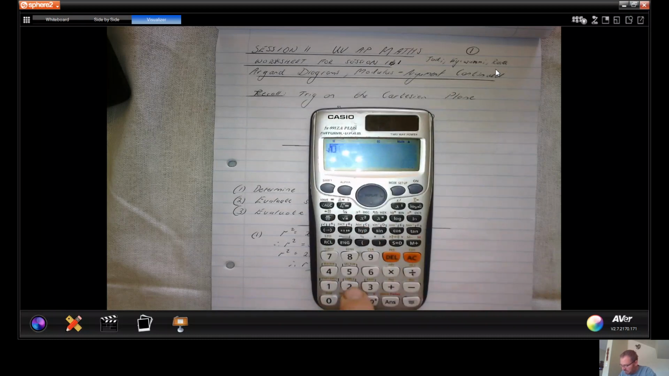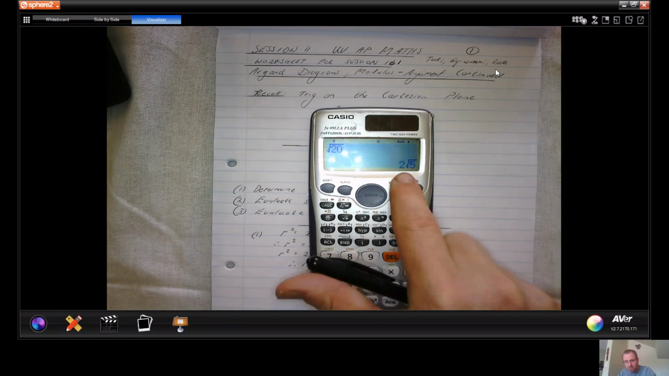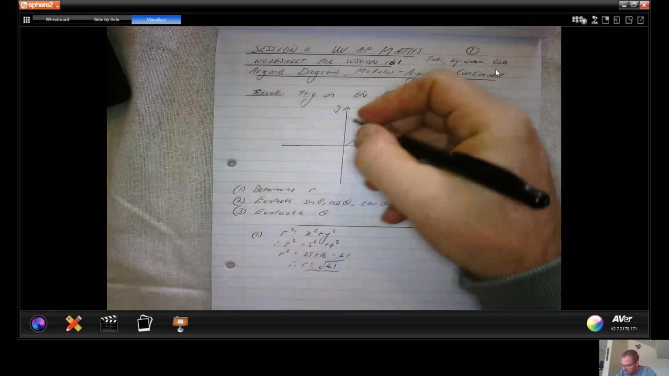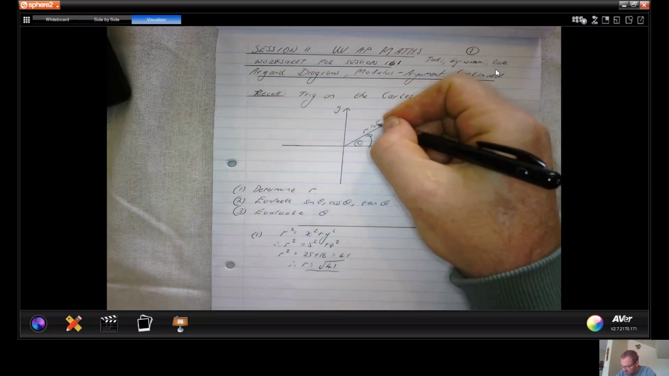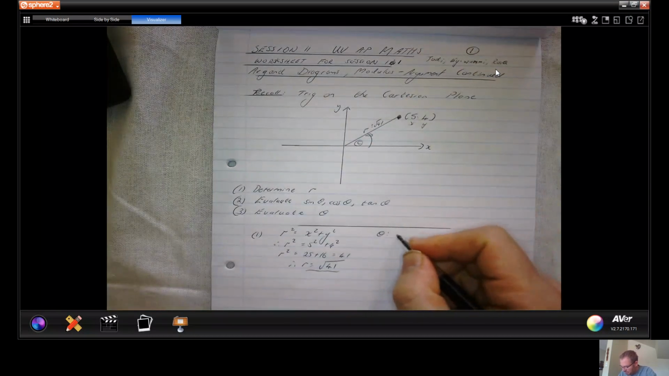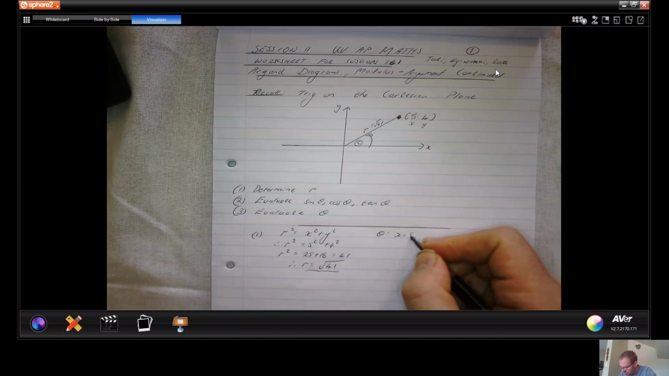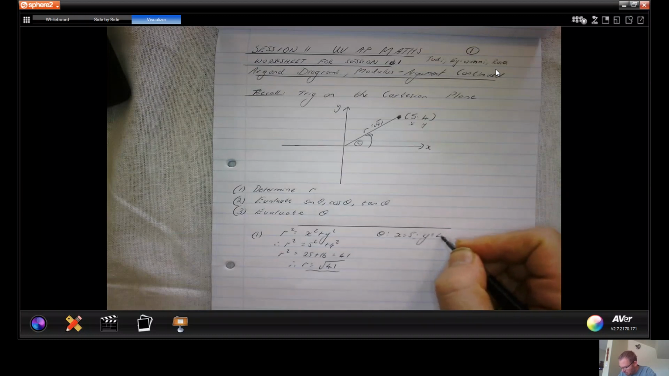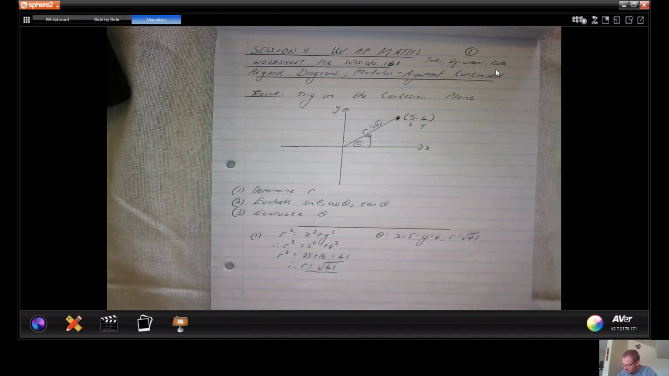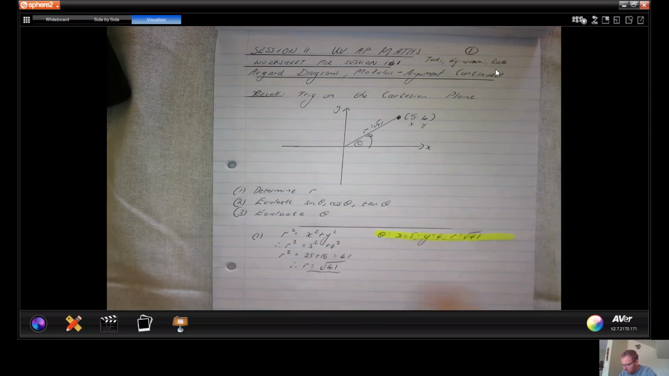If you had something like root 20, your calculator would automatically convert it to 2 root 5, and you'd leave it in that form. So now I know my radius is root 41. So I know that for this angle theta, I can use ratios: x is 5, y coordinate is 4, radius is root 41. And once I have that information for an angle, remember those ratios stay fixed, so I can work out all three of the trig ratios.